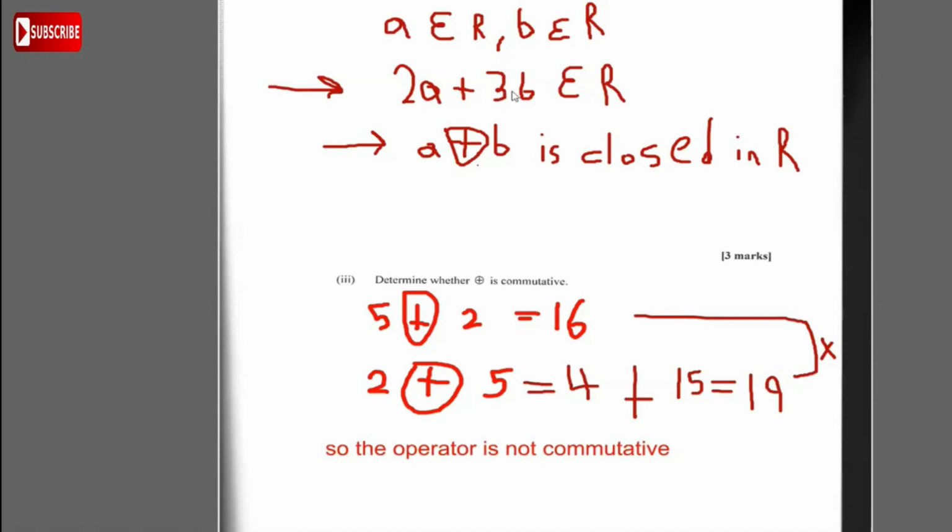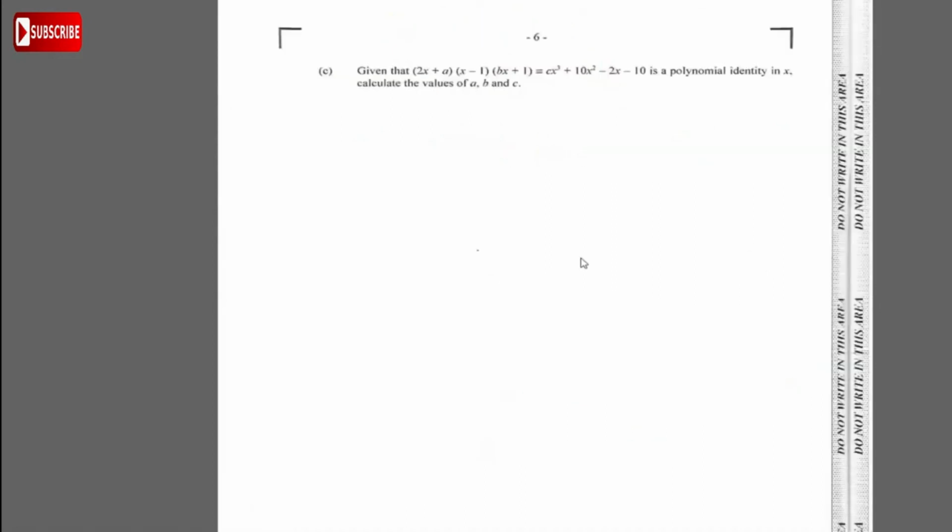2, 2 is 4, 15, 19. Good. All right, part C.